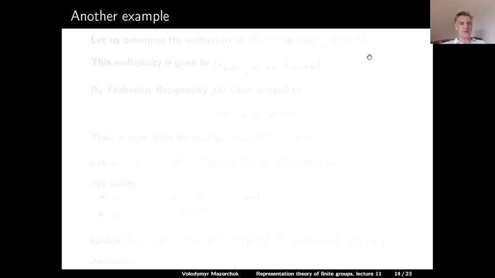Here's another example. Let us determine the multiplicity of the module Carly S with the upper index n minus 1, 1 in the induction from Sn minus 1 to Sn of the module Carly S with the index n minus 2, 1. So recall that this Carly S n minus 1, 1 is the complement to the trivial module inside the natural module for Sn.